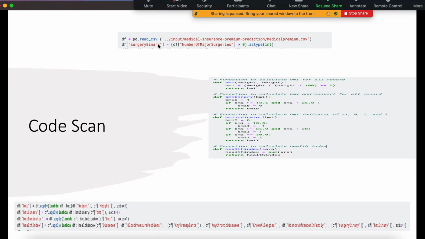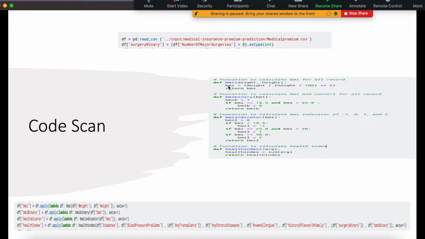See here, the code. I'm reading that particular file from a CSV, comma separated value file. I'm going to read the data into my data frame. After reading the data frame, I'm doing some data translation and transformation. For number of surgery, if it is greater than 0, I'm going to convert it to a number. If it is not greater than 0, I'm just going to leave it as a 0, something like that.